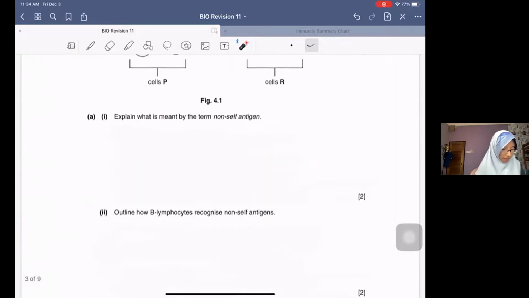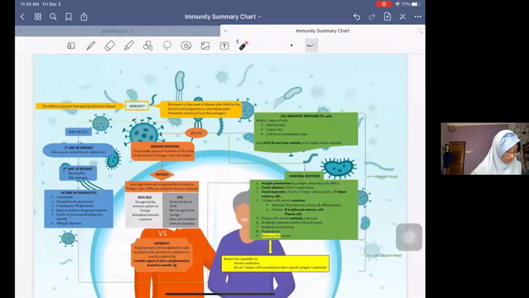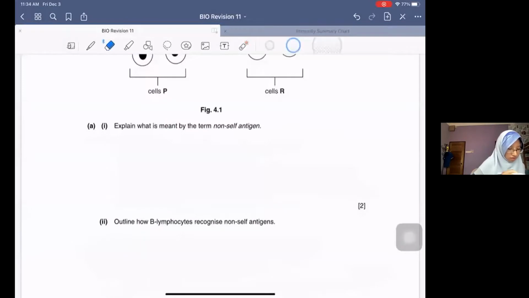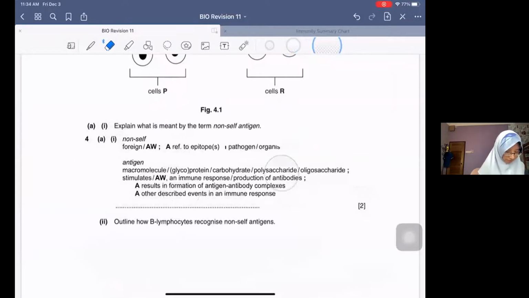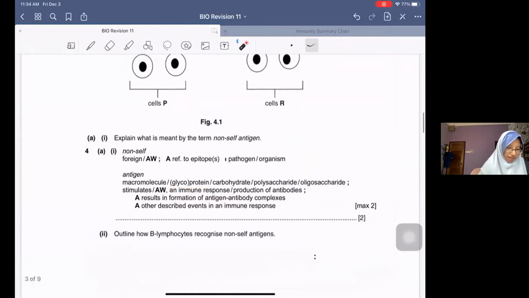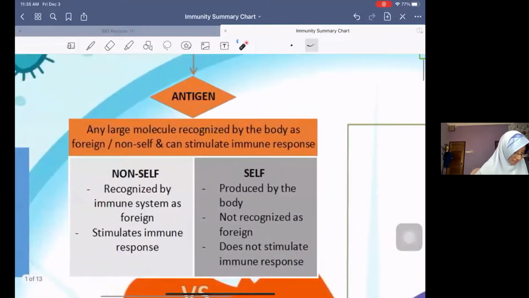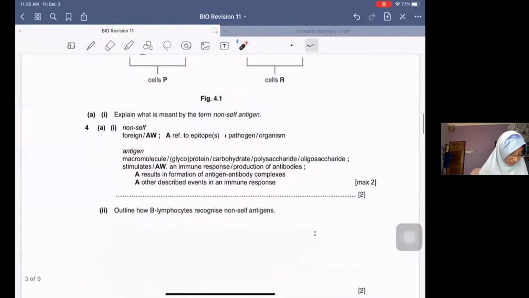So explain what is meant by the term non-self antigen. So non-self antigen is definitely a macromolecule. It's a glycoprotein, or it can be a glycoprotein. It stimulates immune response and is recognized by the immune system. Oh, sorry, that's just non-self.